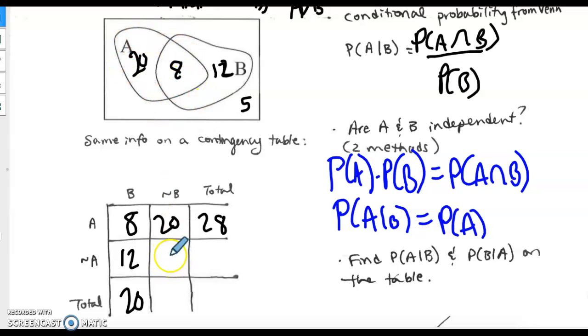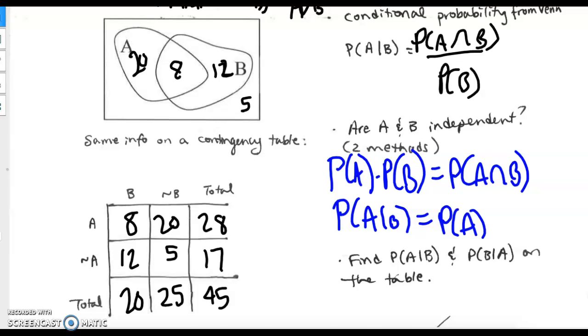And then this is things that are not in B or A, and that's just this group of 5 out here. And if I add those up, I get 25. So 25 things should not be in B. There's 20 that's not in B. There's 5. Those add up. And then I should be able to get a total of 45 in both of these total columns. And if I add all these numbers up, it should add up to 45.